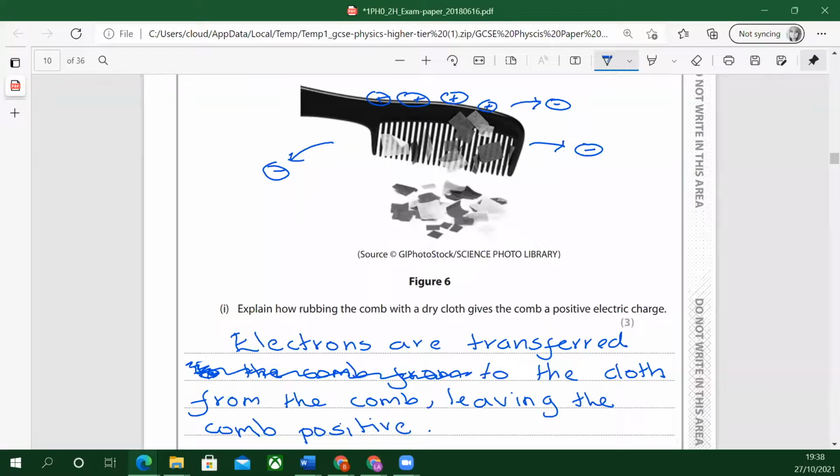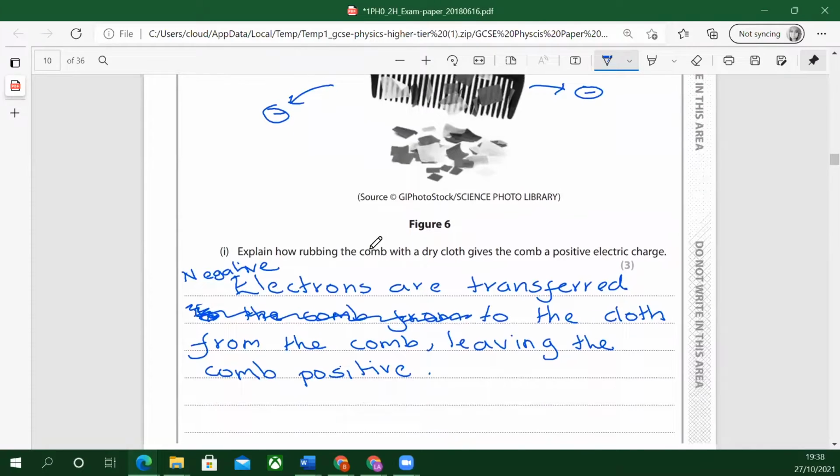Okay, so just be careful to get more marks. So I put negative electrons just to make sure we get the mark there. Okay, so that is what's happening there.